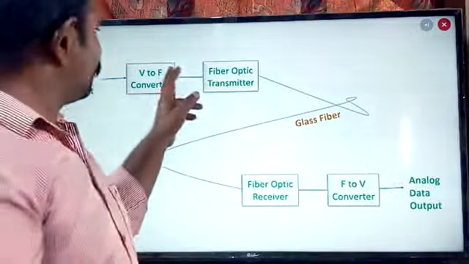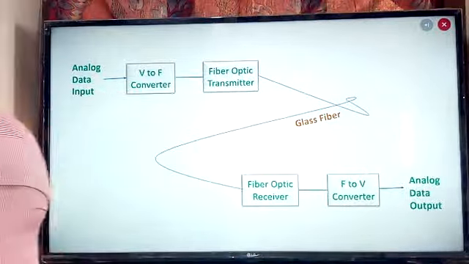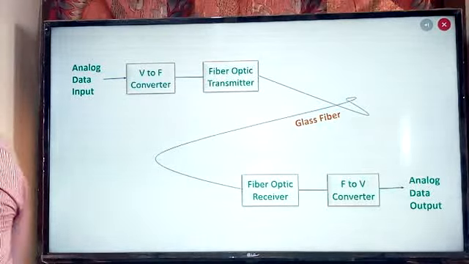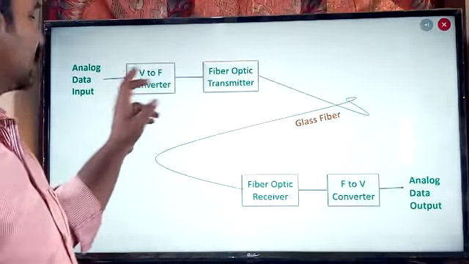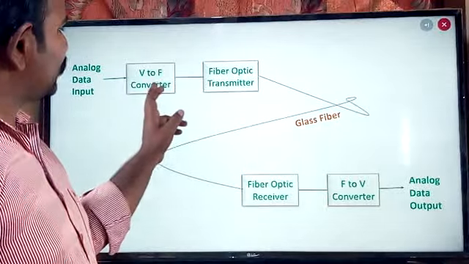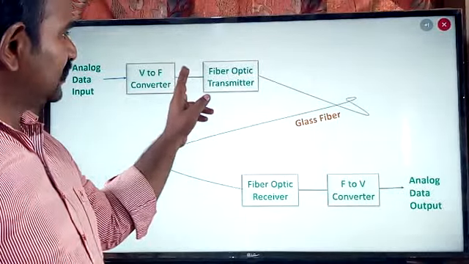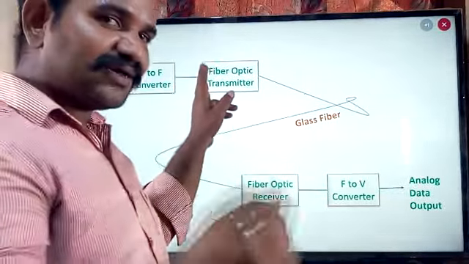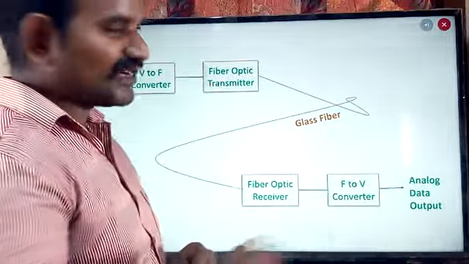So here the voltage to frequency converter is there now. What it is doing is converting the information into the pulse format. This pulse format is going to turn the laser on and off. The laser is acting as a transmitter.